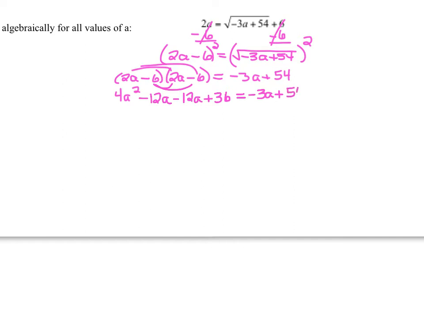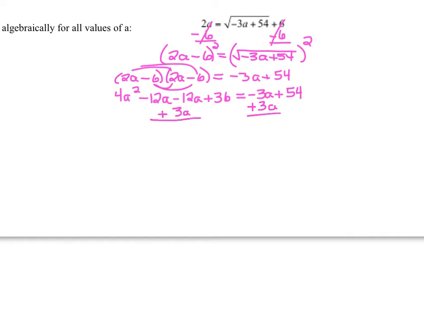Okay, so we have two things we have to do now. We have to combine our like terms, and since we have a square within our equation, we want to get one side of the equation set equal to 0. So since I have my a squared on the left-hand side of the equation and it's already positive, I'm going to move everything to the left. So I'm going to add 3a to both sides of the equation.